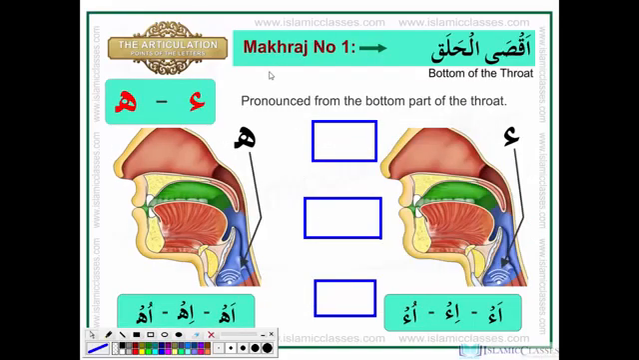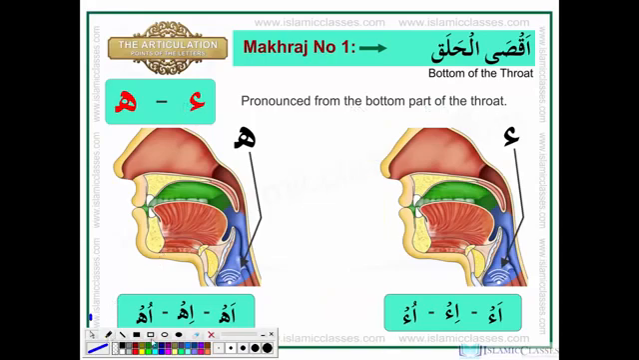Now I want to show you Makhraj number 1. Here is Makhraj number 1. It is Aqsal Halaq, the bottom of the throat. The definition is here: pronounced from the bottom part of the throat. These 2 letters will be pronounced from the bottom of the throat, which you are looking at here. The first one is Hamza and the second is Ha.